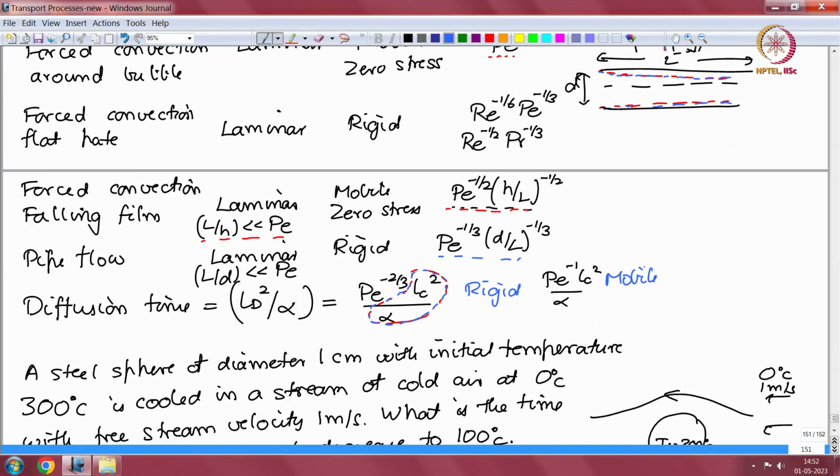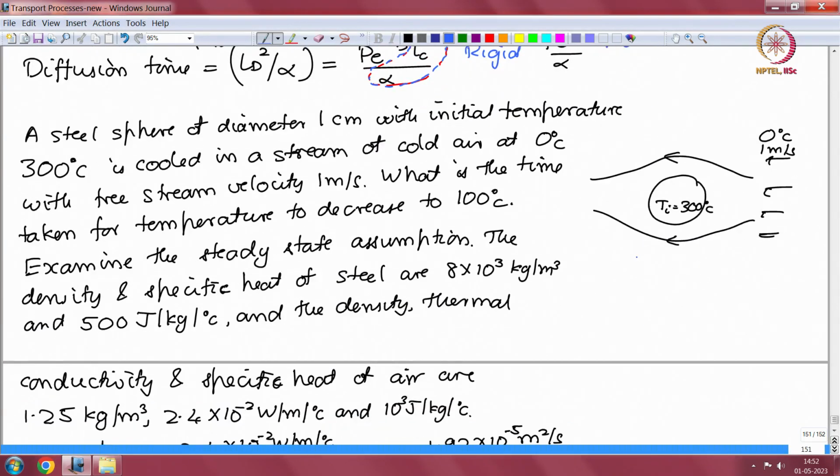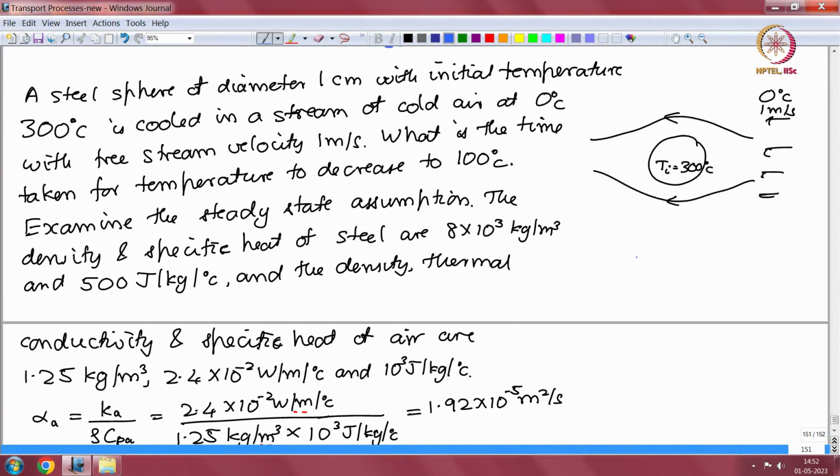Okay. And we were using this to try to solve a problem. A steel sphere of diameter 1 centimeter with initial temperature 300 degrees centigrade is cooled in a stream of cold air at 0 degrees. Free stream velocity is 1 meter per second. Time taken for temperature to decrease to 100 degrees centigrade.